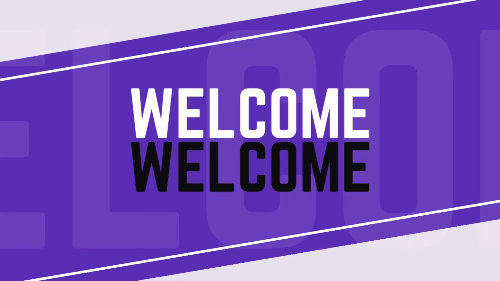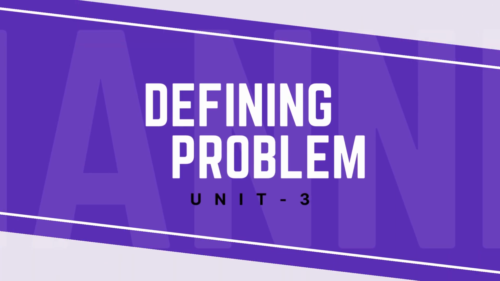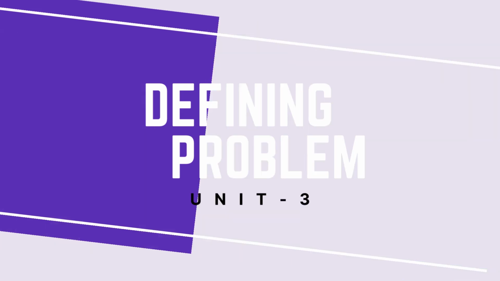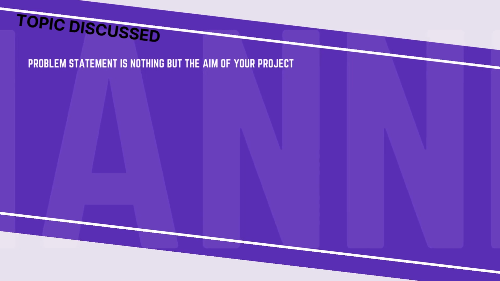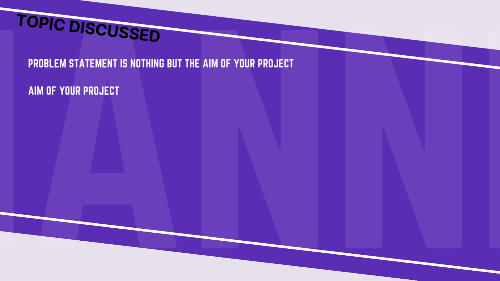Our topic today is Unit 3, Defining Problem, which is the last topic of Unit 3. Initially, we discussed that the problem statement is nothing but the aim of your project, the issue for which you are trying to find a solution. So that is called your problem statement. Problem statement means the problem which you are trying to fix. So that becomes the aim of your project. The aim has to be minimum 1 line to maximum 2 lines without any full stop.